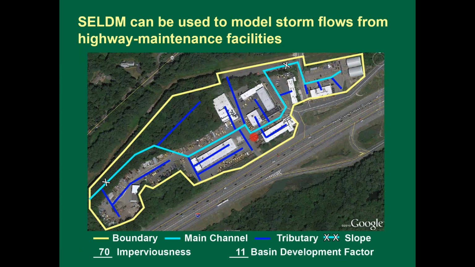So SELDM can also be used to model storm flows from highway maintenance facilities. So in this case, here's a maintenance facility. At the risk of getting too repetitive, we have our drainage area of the maintenance facility. We can see that it's about 70% impervious. We could see all these blue side drainage features, but we're looking for that main channel, the trunk line drainage, or if there's a big swale going through this site. We look for that 10-85 slope.